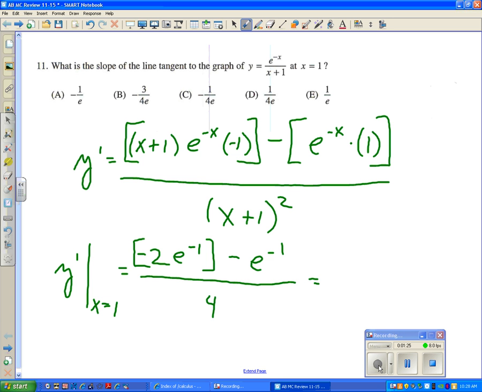So looking at it just a little more, we got negative 2 e to the negative 1 minus 1 more e to the negative 1. Don't we have negative 3 e to the negative 1 over 4? And can't we write that as negative 3 over 4e? And so our answer here is B.